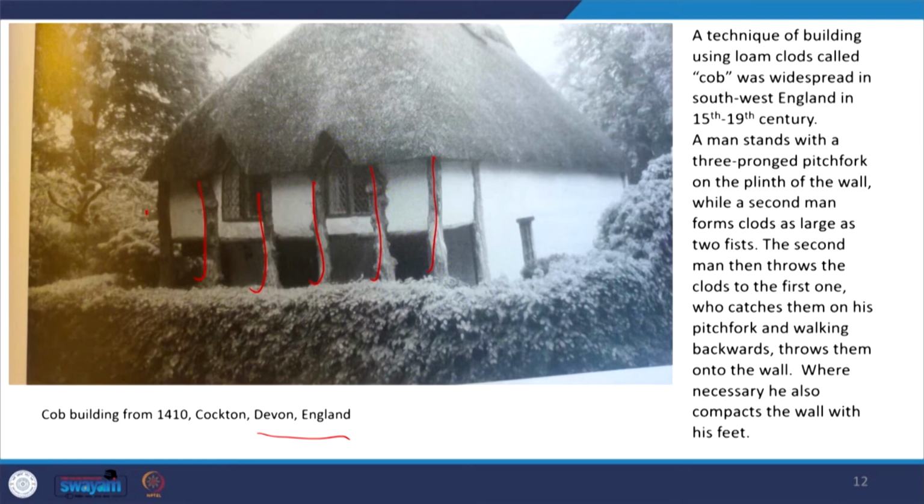And here what they do is a man stands with a 3-pronged pitchfork on the plinth of the wall, whereas the second man forms the clods, which are basically balls as large as 2 fists. The second man then throws the clods to the first one, and he catches them on the pitchfork and, walking backwards, throws them onto the wall. He also compacts the wall with his feet wherever it is needed.